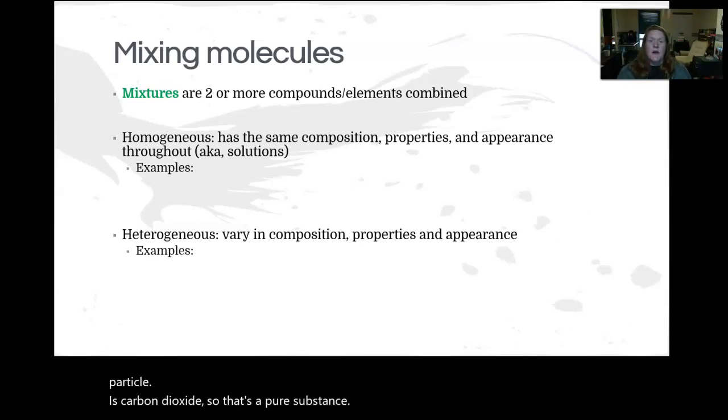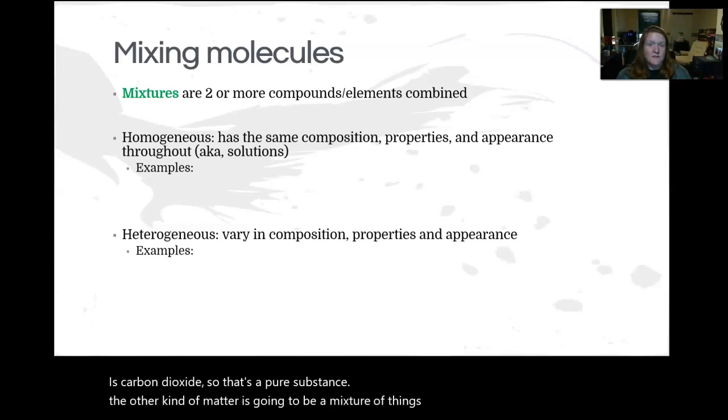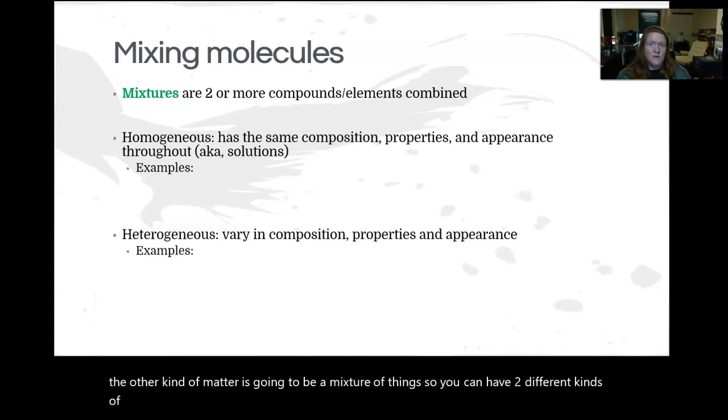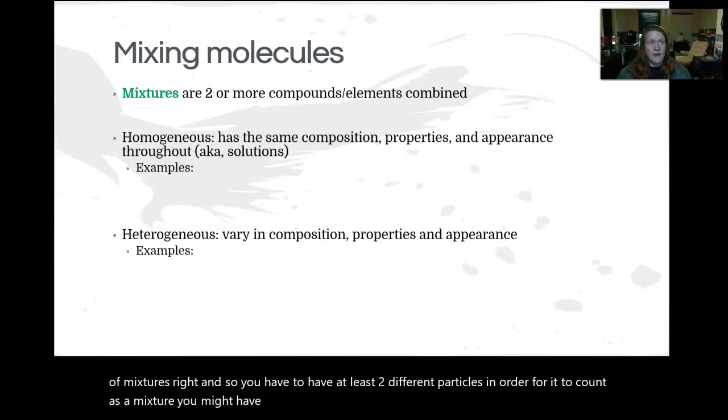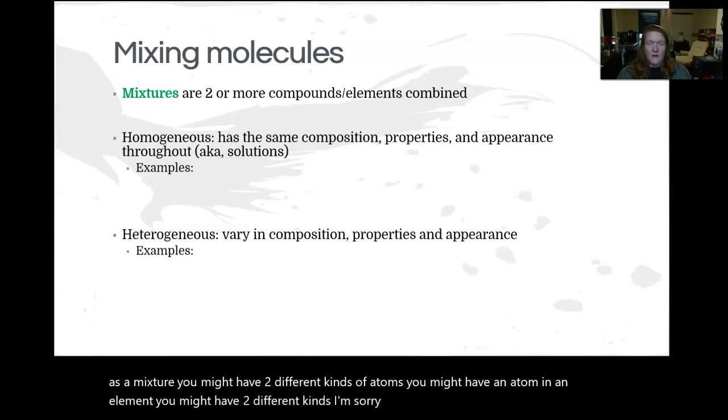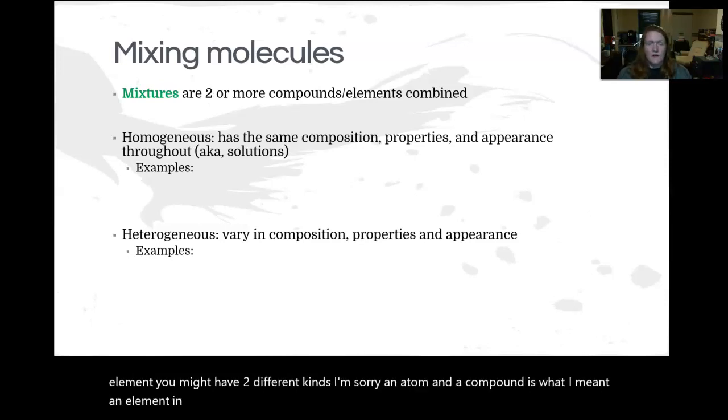The other kind of matter is going to be a mixture of things. So you can have two different kinds of mixtures, right? And you have to have at least two different particles in order for it to count as a mixture. You might have two different kinds of atoms. You might have an atom and a compound, I mean, an element and a compound. You might have two different kinds of compounds. You might have a whole lot of different kinds of compounds.